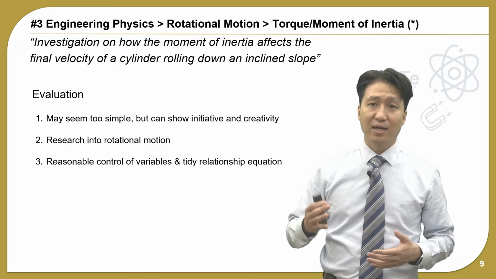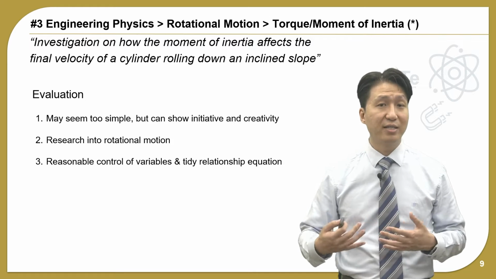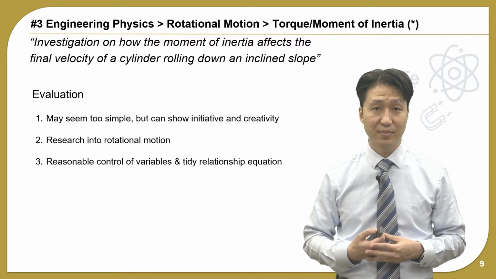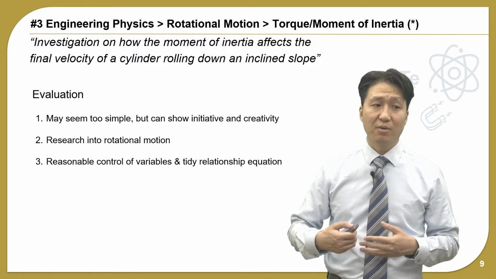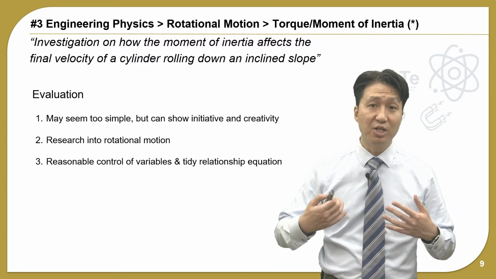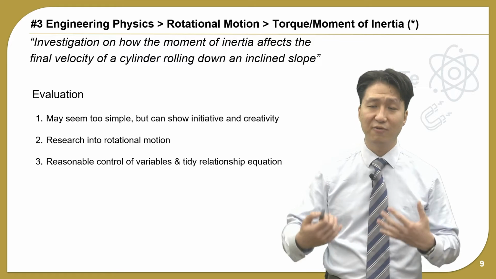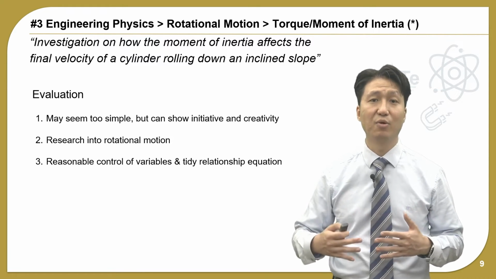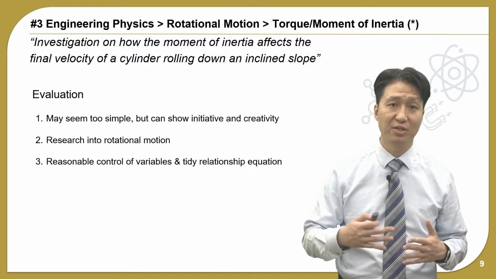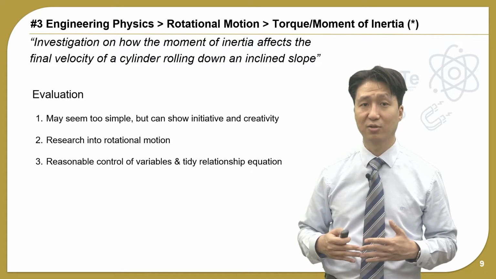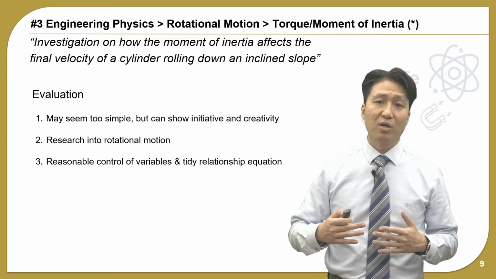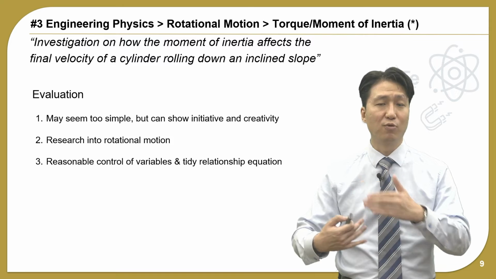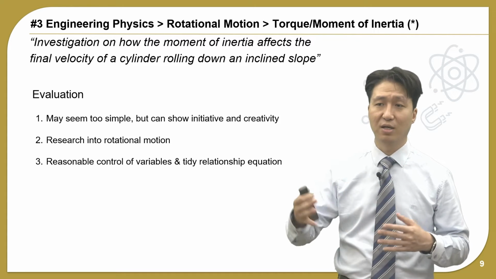Okay. And one of the things you will also find is that it looks to be deceptively simple, right? But it gives you also the opportunity to show initiative and creativity. There's a lot of different experiments you can do. For instance, here it says investigate how the moment of inertia affects the final velocity of a cylinder rolling down an inclined slope. So normally if you have an object going down a slope, you only think about gravity. But if it has to rotate, there's different things you have to consider as well.